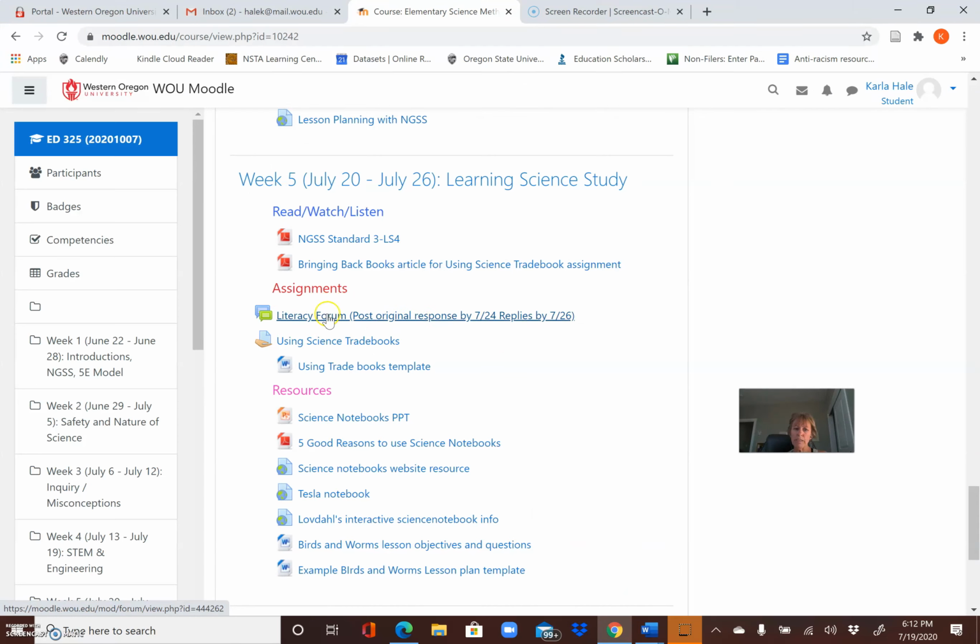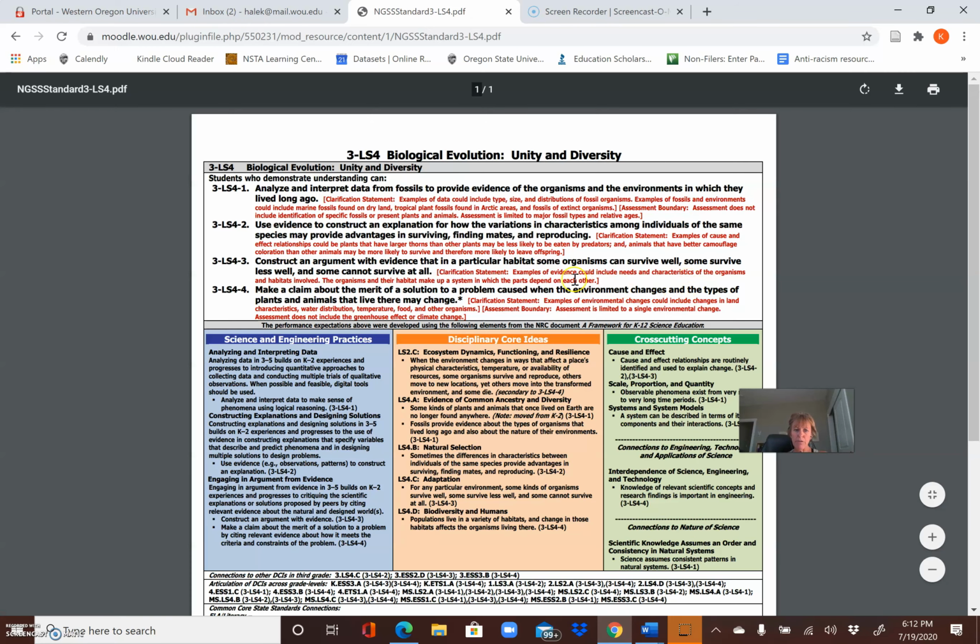You're going to do a literacy forum. But before you can do the literacy forum, there's some other resources you have to take a look at. So I want you to take a look at the standard that we're going to be addressing in our outdoor lesson. So everybody will be addressing the same standard. There are 4 options for that standard. So you can do LS4 1, 2, 3, or 4.